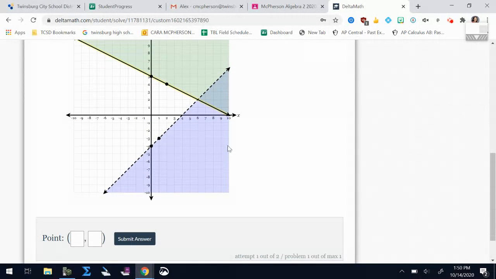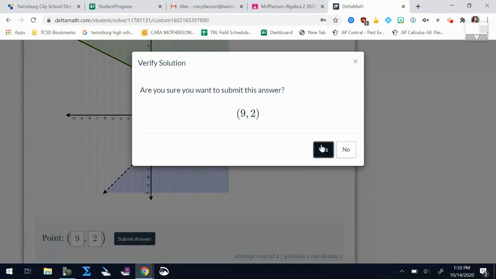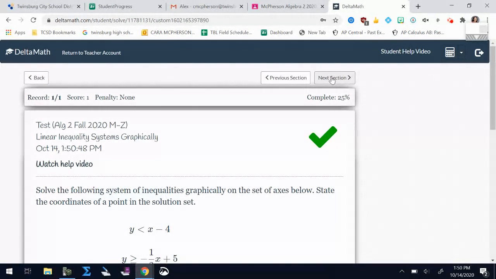Then you're going to have to put a point that falls in that double shaded region. So I'm going to go over to 9 and up 2. Any point in there will work. It doesn't have to be a certain point. It can be just anything that's in that overlap. And then you're going to enter that.